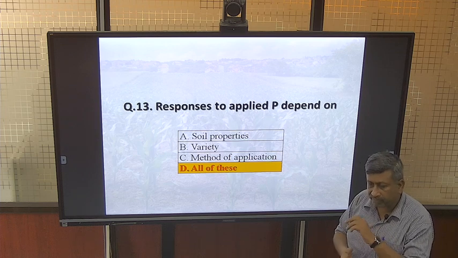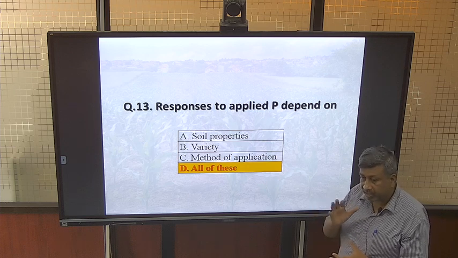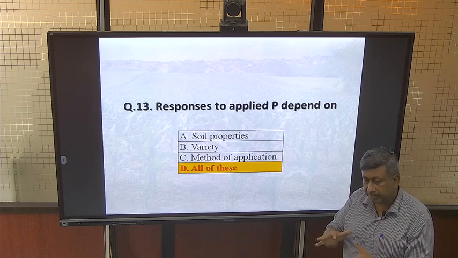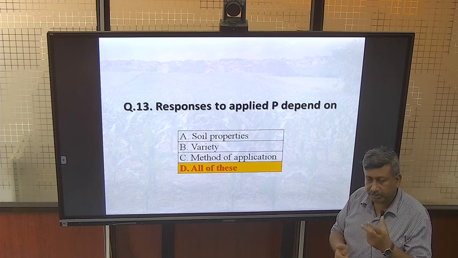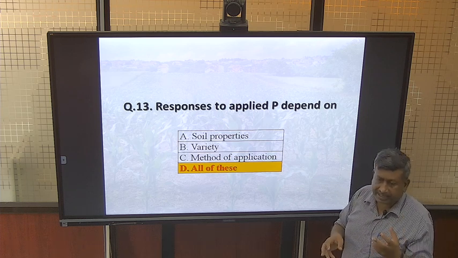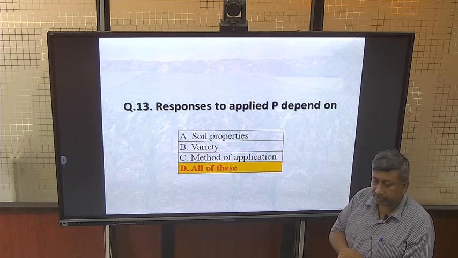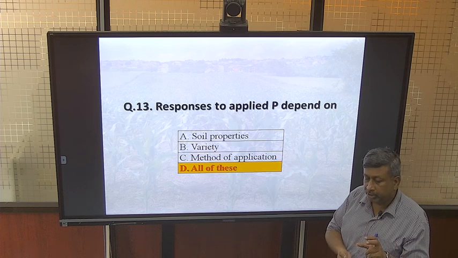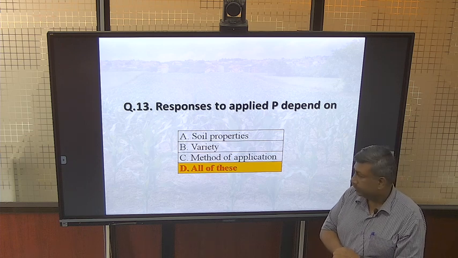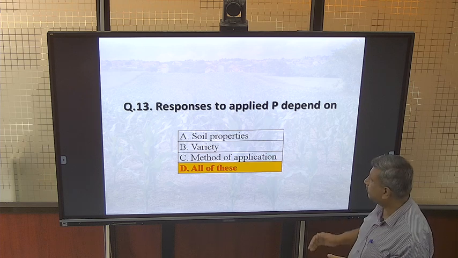Whenever we apply a low dose of phosphorus to hybrid, their biomass production or dry matter production is less. So, variety is an important factor. Then method of application: when we apply phosphorus as a broadcast, then it gets mixed into the soil, and soil has the capacity to fix it. For example, in high pH soil, phosphorus gets fixed with calcium and magnesium, and in acidic soil, it gets fixed with iron and aluminum. So, method of application is very important. That is why we apply phosphorus in band, to get low fixation in soil. So, all these factors are very important for higher recovery of phosphorus.